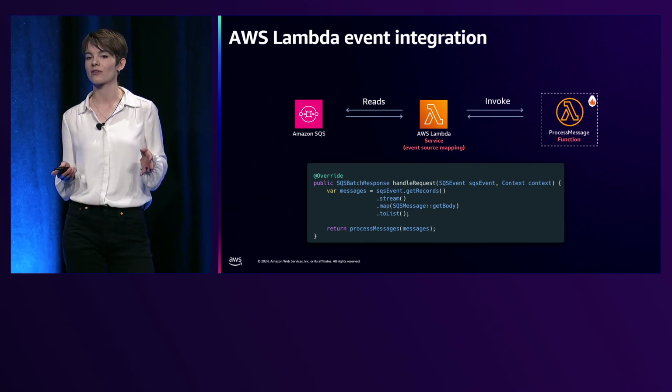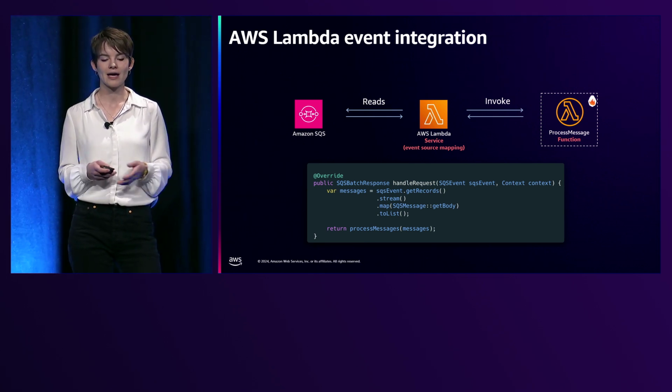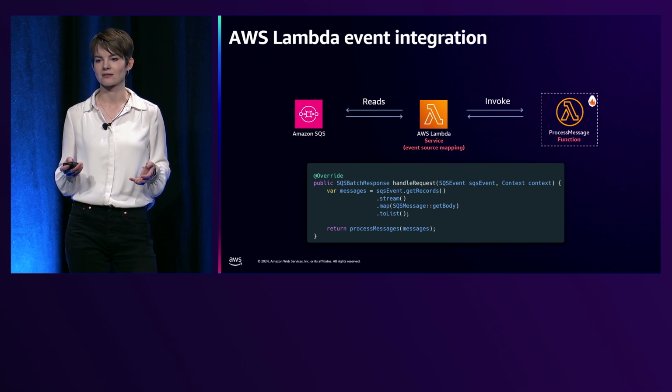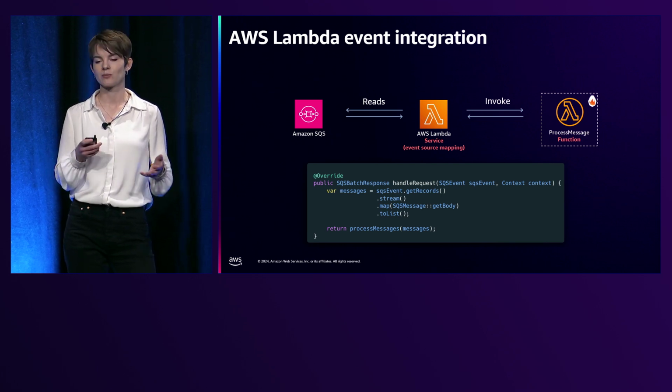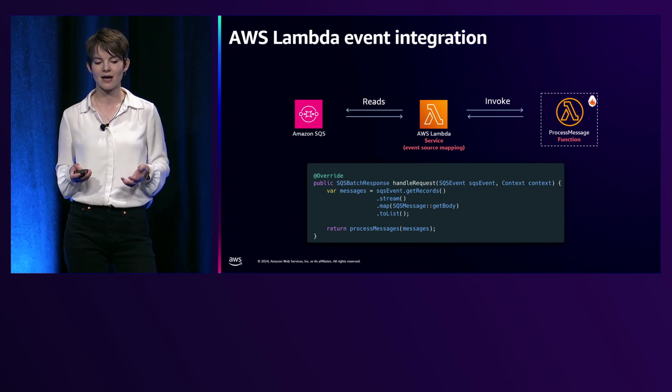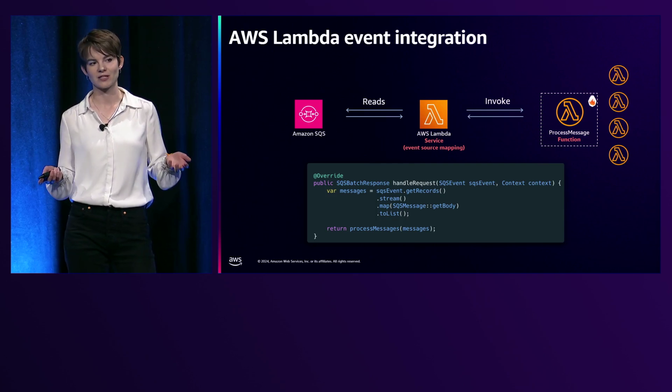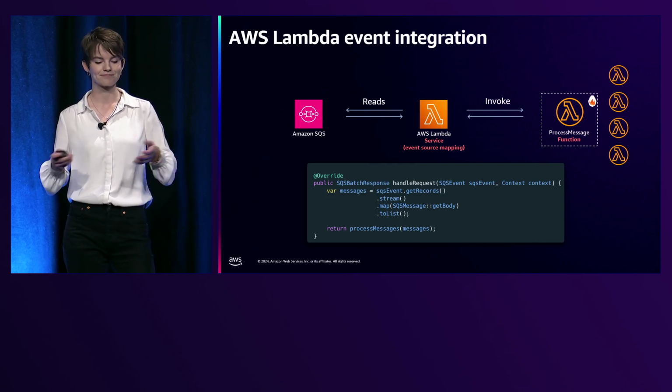The other particularly cool thing that the event source mapping will do for you is that it also is aware of things like queue depth, and it's able to scale up additional capacity as needed based on the amount of messages that are sitting there waiting in the queue to be read.